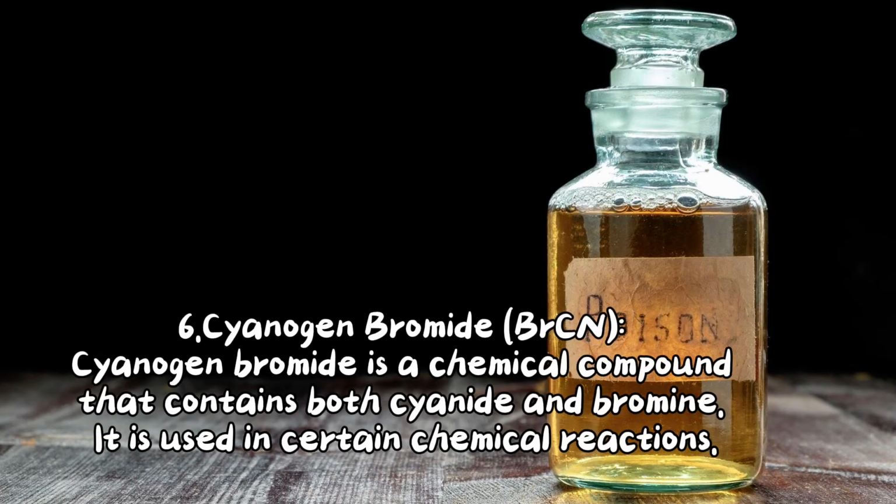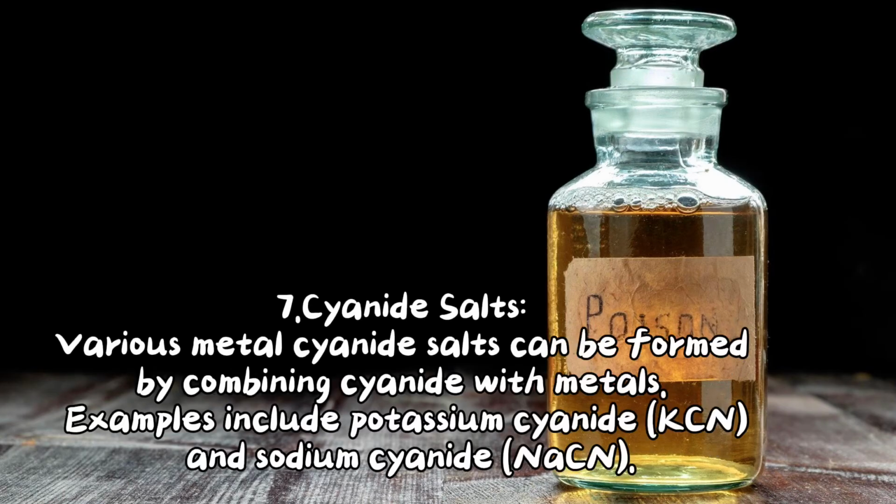6. Cyanogen bromide, BrCN. Cyanogen bromide is a chemical compound that contains both cyanide and bromine. It is used in certain chemical reactions. 7. Cyanide salts. Various metal cyanide salts can be formed by combining cyanide with metals. Examples include potassium cyanide, KCN, and sodium cyanide, NaCN.